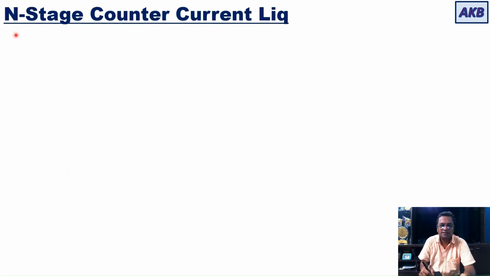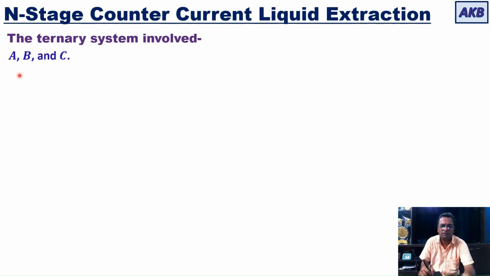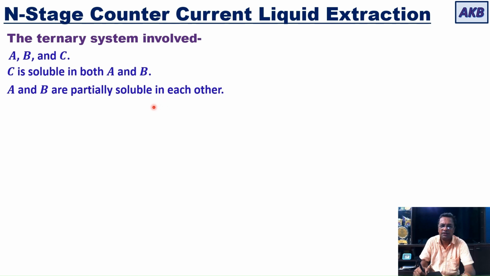Now let us consider a counter current liquid extraction which has n number of stages in it. So I'm calling it an n stage counter current liquid extraction. What ternary system are we considering in our discussion? The ternary system involved is A, B and C. C is the solute and therefore it is soluble in both A and B. A and B in this case are partially soluble in each other.